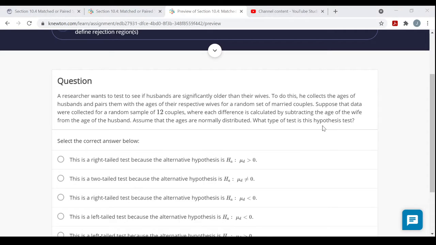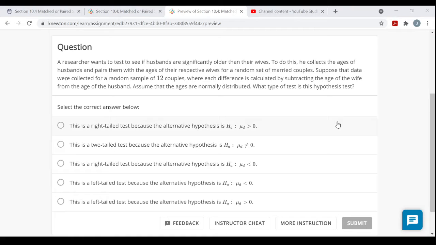So the first question, before we even get into the critical value, is what type of hypothesis test is this? Is it a right-tailed test, a left-tailed test, or a two-tailed test? So I need to establish some hypotheses here.